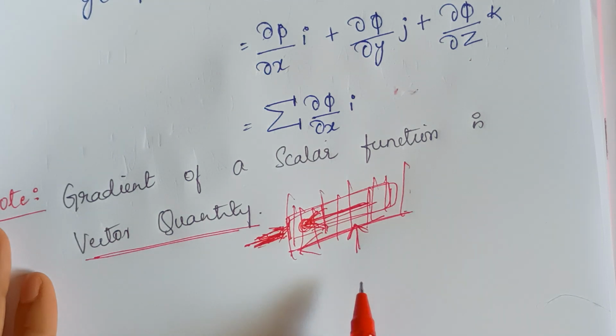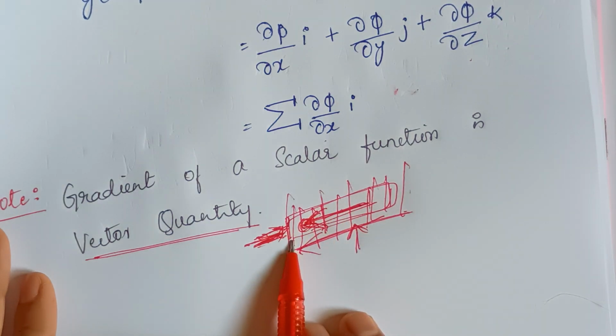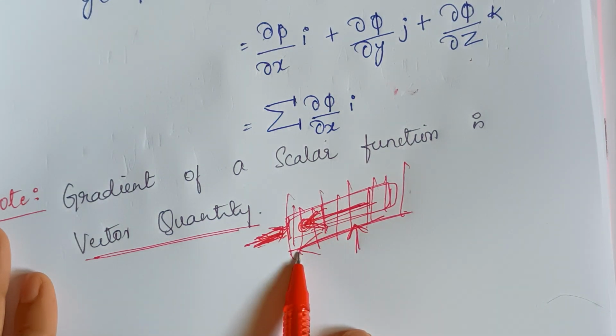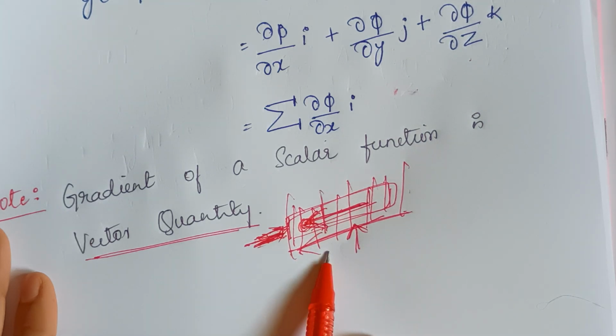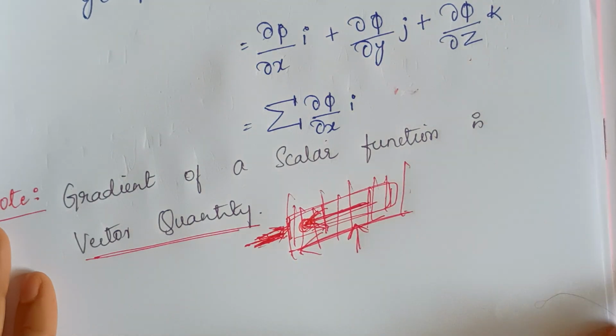So the gradient is silently guiding you through that change, toward the nearby point or the fastest reaching point. The next time you feel a temperature change, that is what the gradient is silently guiding you to. And it's not just math; it's how nature works.